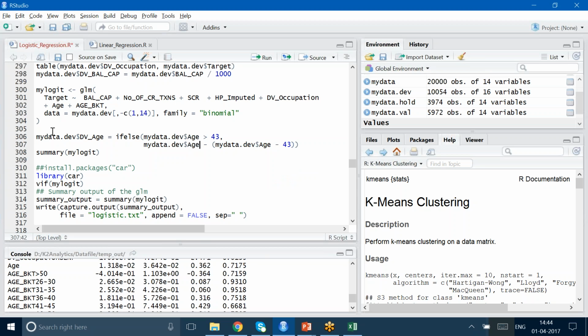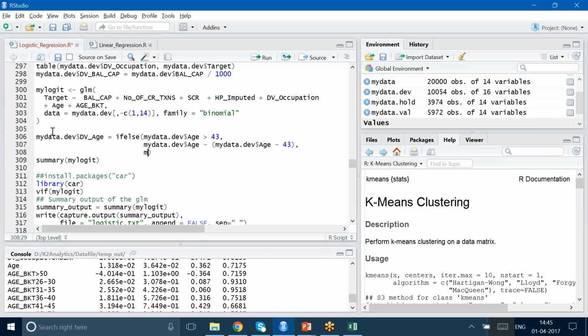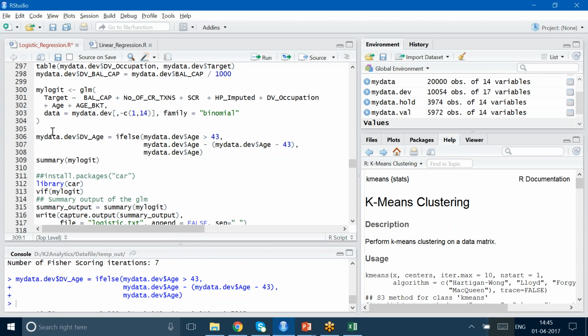So I'm now going to create a mirror of that element. If it is less than 43, I'll do my data dot dev $age. I'm going to keep it as it is. And this is my new derived variable, which I'm now creating in the modeling ways. Because age did not come significant, I'll now drop this age and replace it by dev age.